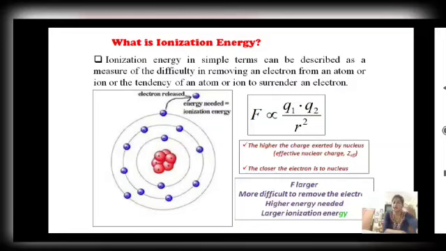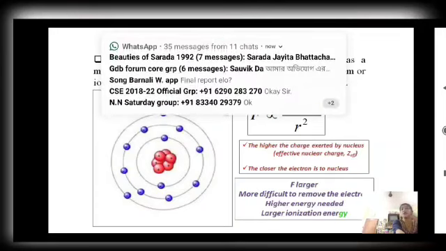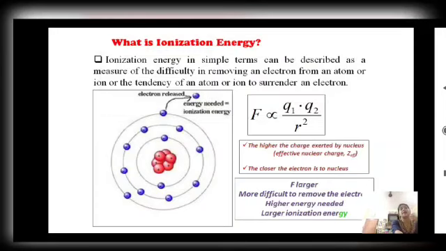And we must say that the amount of energy required to remove the first electron from the outermost orbit of an isolated gaseous atom is known as the first ionization energy. Here we can see the nucleus. From the pictorial diagram, the central position, which is red in color, shows the nucleus, which is positively charged, and around this there are different electrons rotating in different orbits.